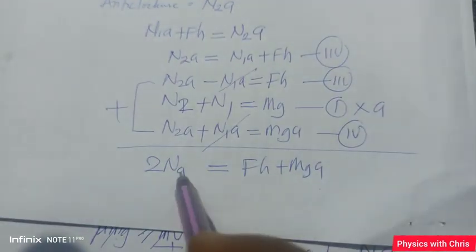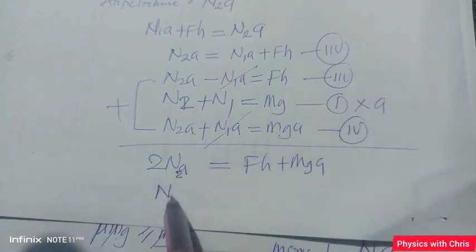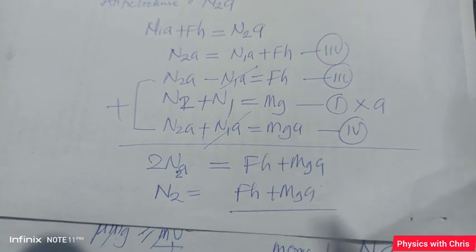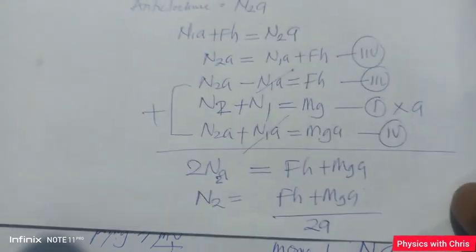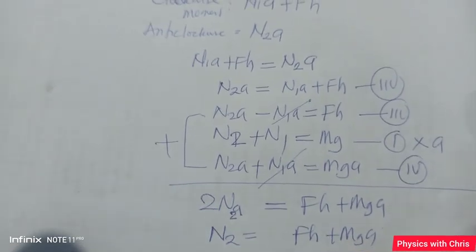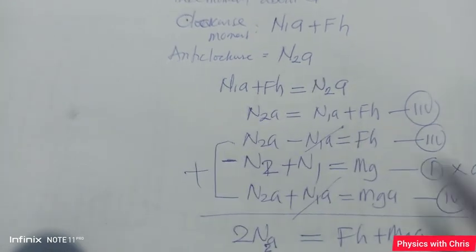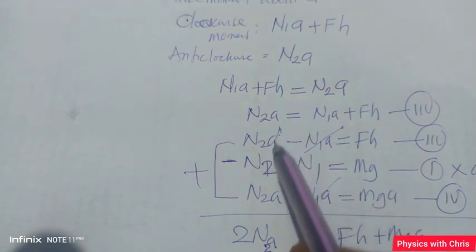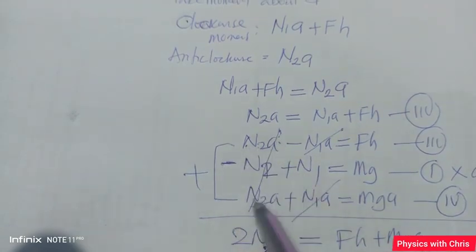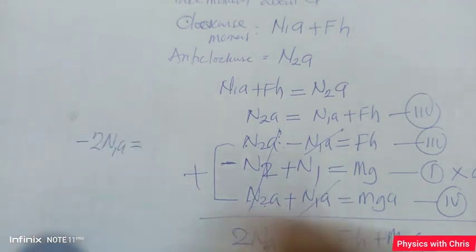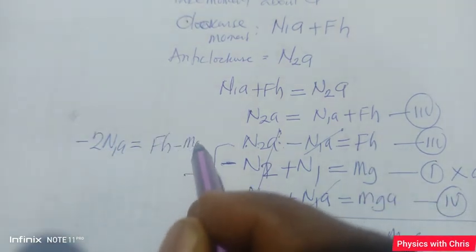So I have 2N2A, so N2 is equal to FH plus mgA divided by 2 times A, 2A. Now this is for N2. Likewise, we want to find N1. I have to subtract these two equations. I'll subtract equation 3 from 4. So this is gone because N2A minus N2A is gone. Then minus this gives me minus 2N1A is equal to FH minus mgA.